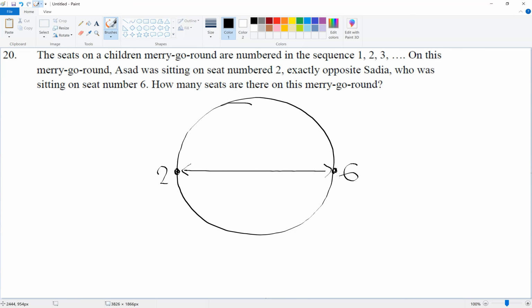So from 2 to 6, how many numbers are missing? 4. 4 numbers are missing. So what are the numbers that are missing? 1, 2. No, we're going from 2 to 6. 3, 4, and 5. That means there will be 3 numbers on this side, isn't it? Yeah. So this would be 1, and this would be 7, and this would be 8. Do you understand? Yeah.